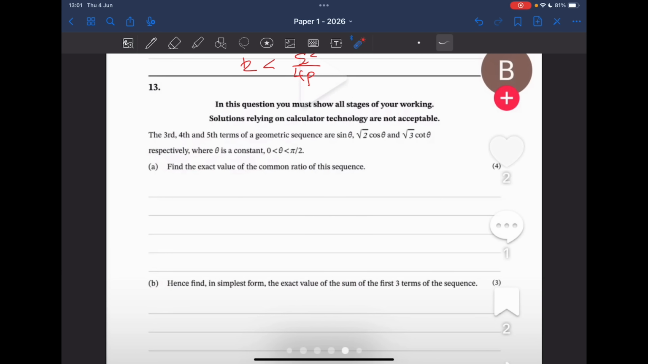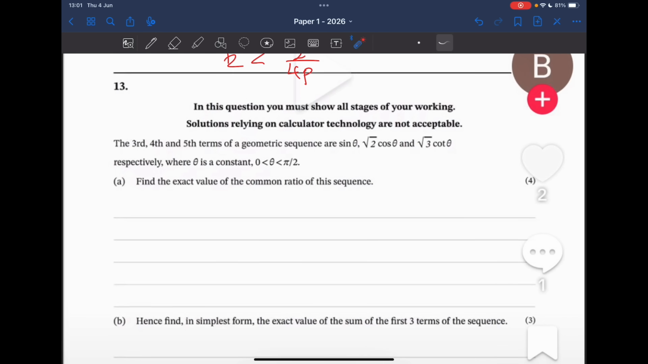13 then, so we're nearly getting there now. Only 2 more to go, I think, or 3 more to go, including this one. So third, fourth, and fifth terms are sine theta, root 2 cos theta, and root 3 cot theta, where theta is a constant and it's between 0 and pi on 2. We want to find the exact common ratio.